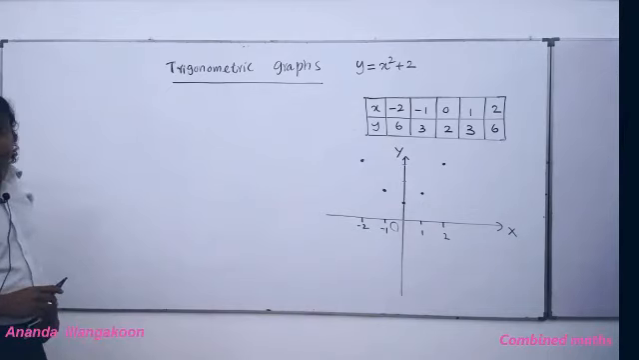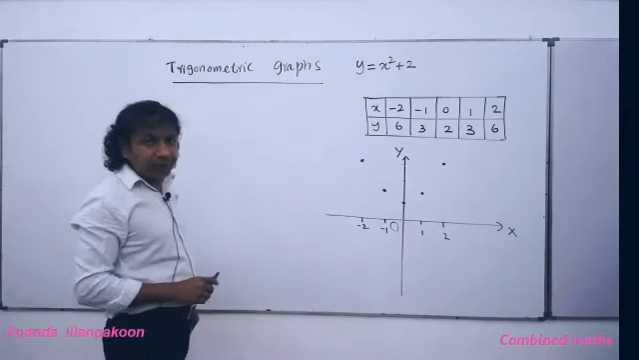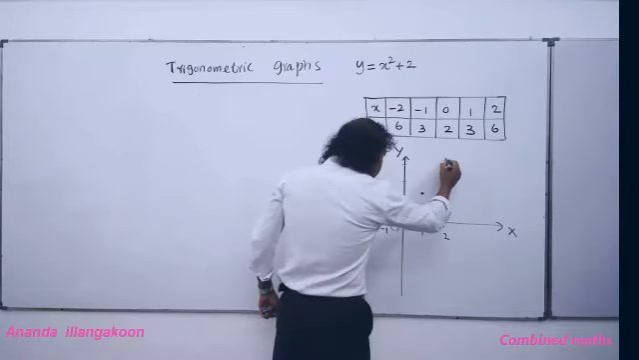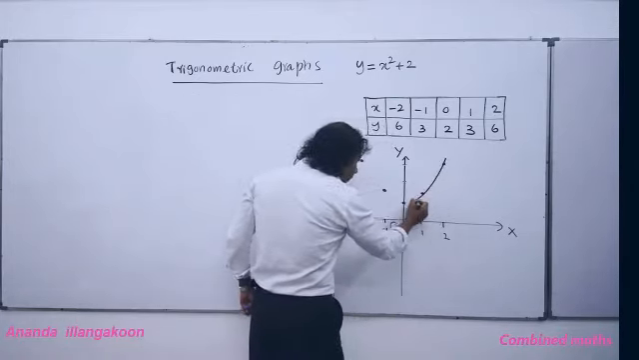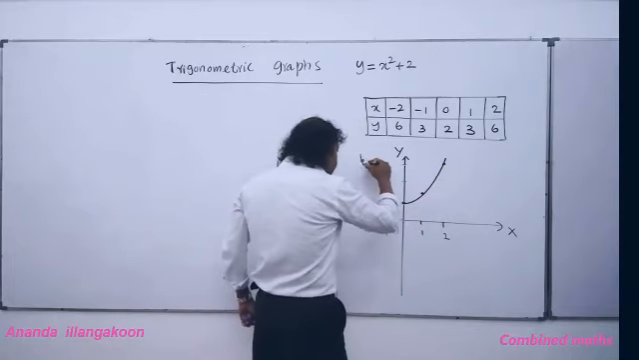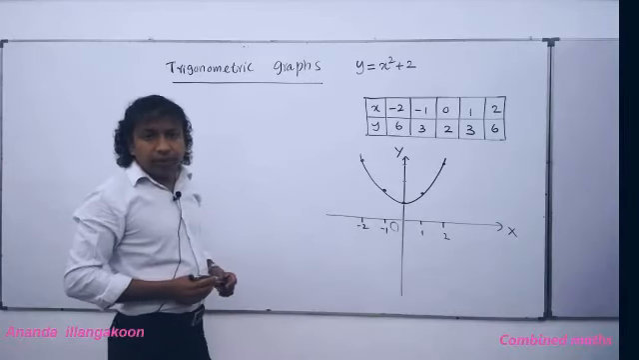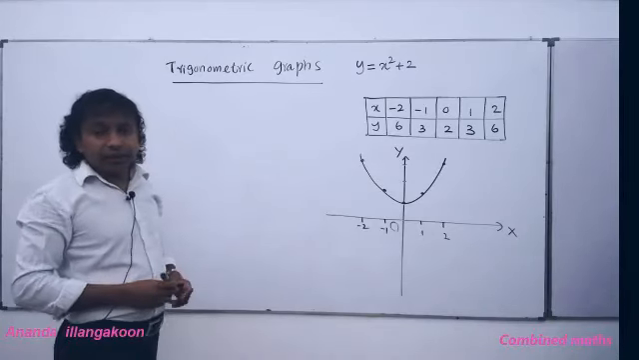Then how do we draw the graph? How do we draw the graph, people? What do we do? These points, people, we join smoothly by a curve. When we join them, we get the graph.